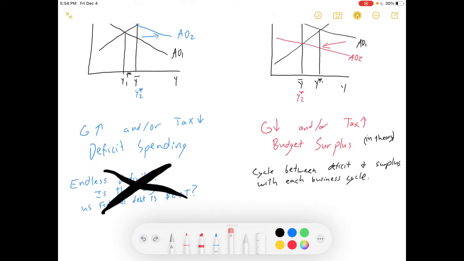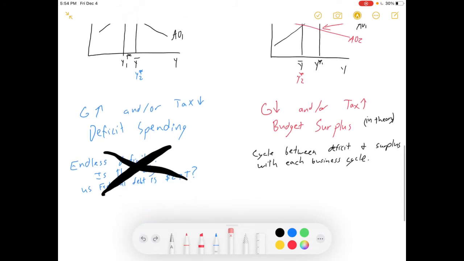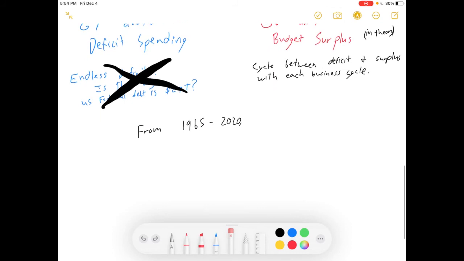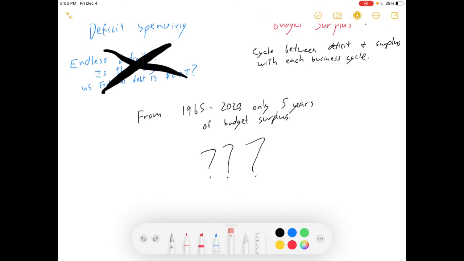It's supposed to cycle between deficit and surplus with every business cycle. That would at least be the stabilization goal. Now, quick disclaimer, in this 55-year time period from 1965 to 2020, there were a total of 5 years with budget surplus. We had a lot more than 5 years above potential GDP. So, what's going on? Is our theory broken?